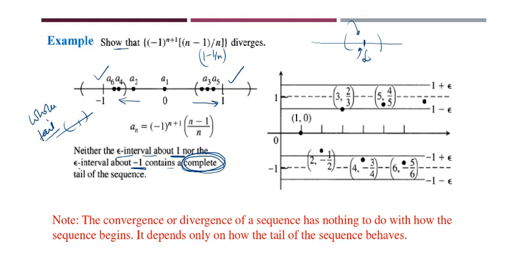So convergence or divergence of a sequence has nothing to do with how the sequence begins. It depends only on how the tail of the sequence behaves. If you are able to put the tail of the sequence into an epsilon interval about some number L, then you can say that L is the limit of the sequence. And here in the coordinate plane also you'll have a band over here and a band over here, but none of the bands contains the whole tail of the sequence.